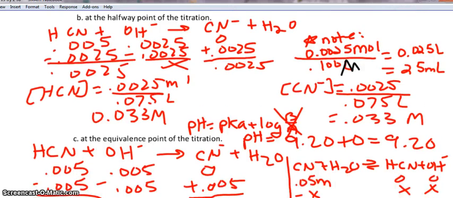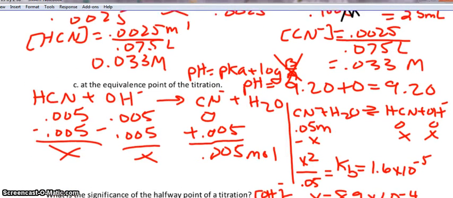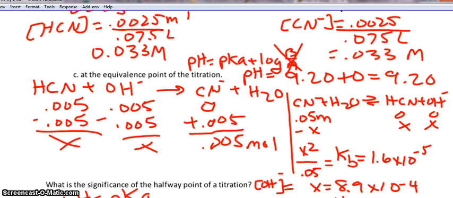And then finally down here at the equivalence point, that's when moles acid equals moles base. So you end up with no HCN and no hydroxide left. You end up with 0.005 moles of cyanide. Notice how I then had to convert moles into molarity to put it into my ICE table. I had to figure out my volume the same way as I did before. I know my moles of hydroxide used. I know the molarity of my hydroxide used. I can find my volume, and it's cumulative.